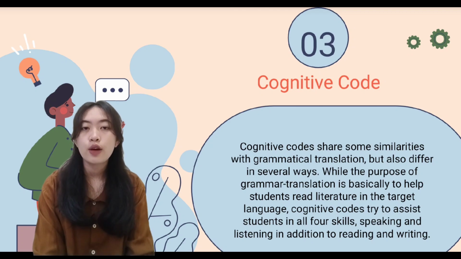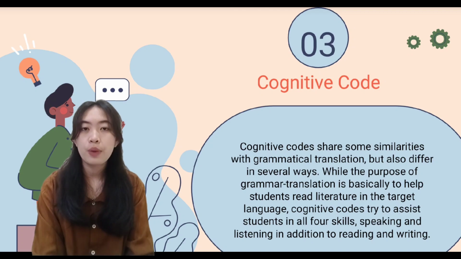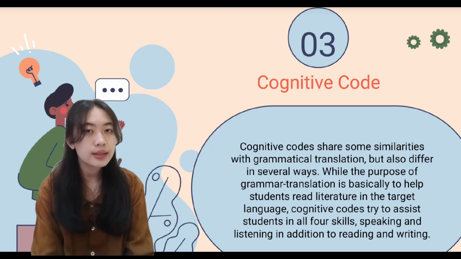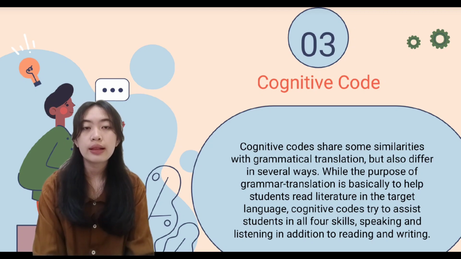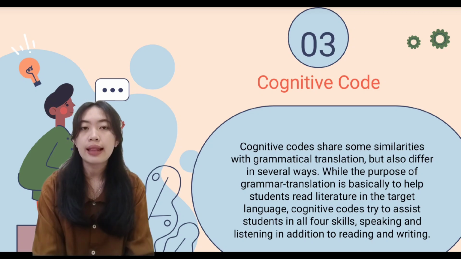The third is cognitive code. Cognitive code shares some similarities with grammatical translation, but is also different in several ways. While the purpose of grammar translation is basically to help students read literature in the target language, cognitive code tries to assist students in all four skills: speaking and listening, in addition to reading and writing.